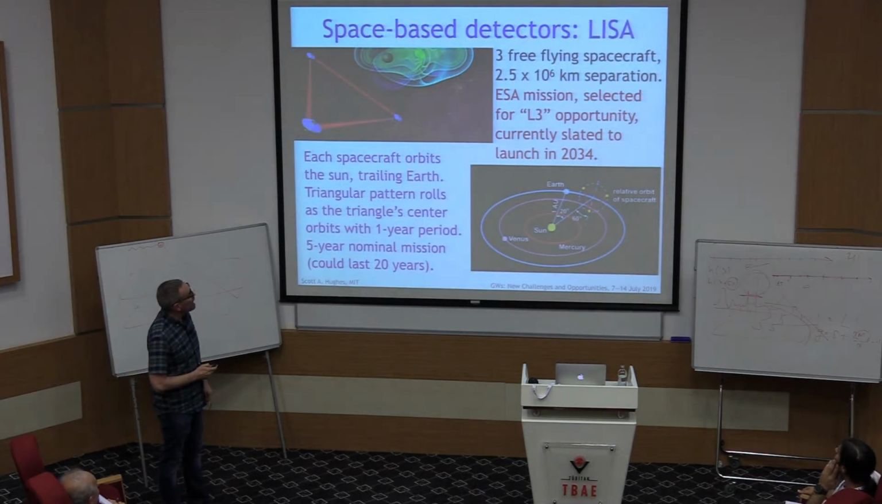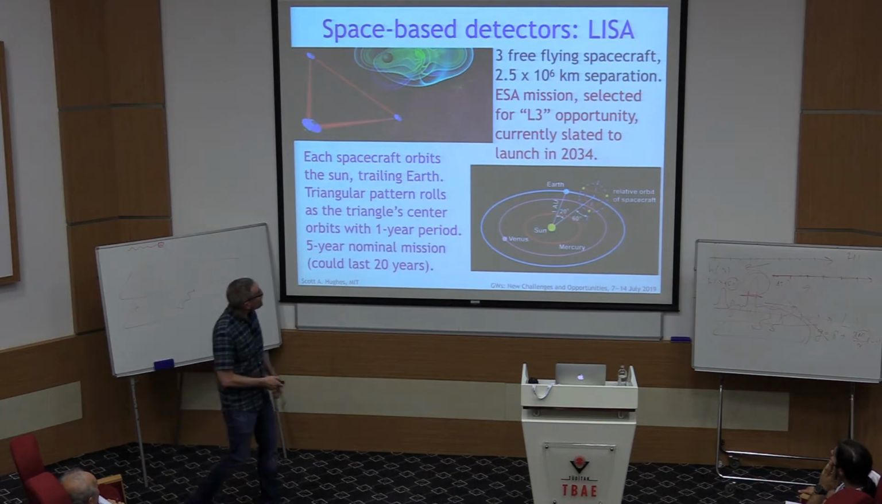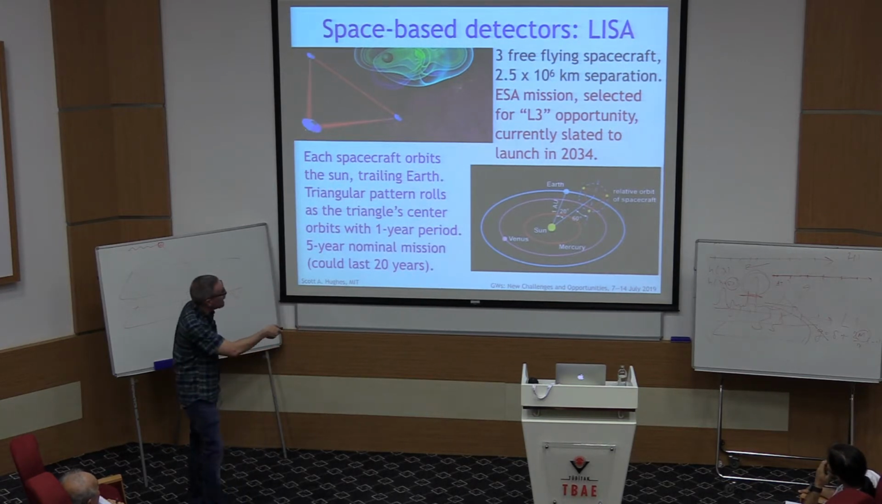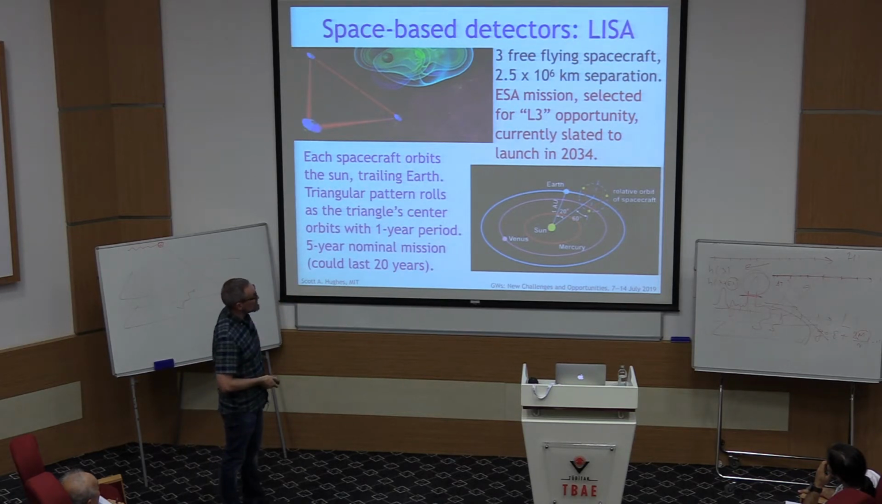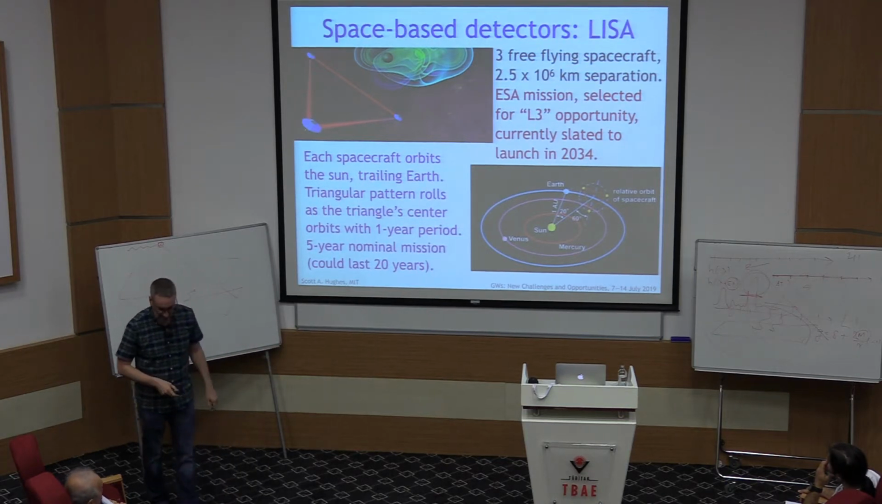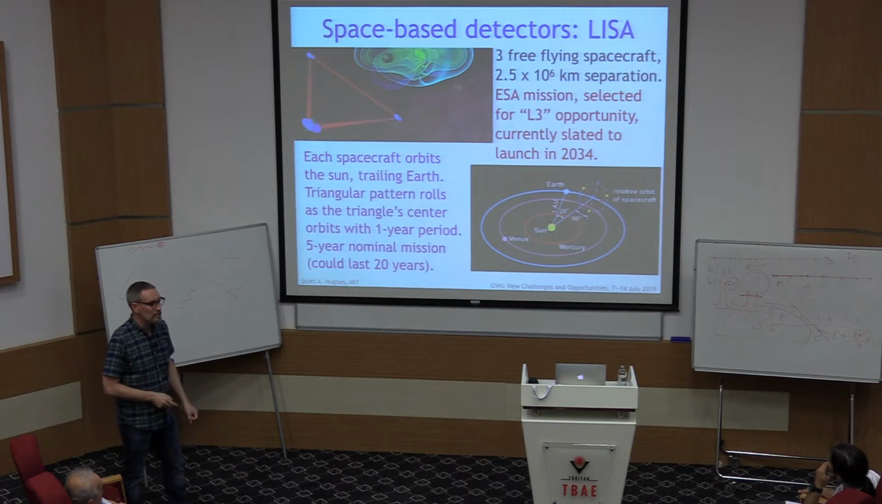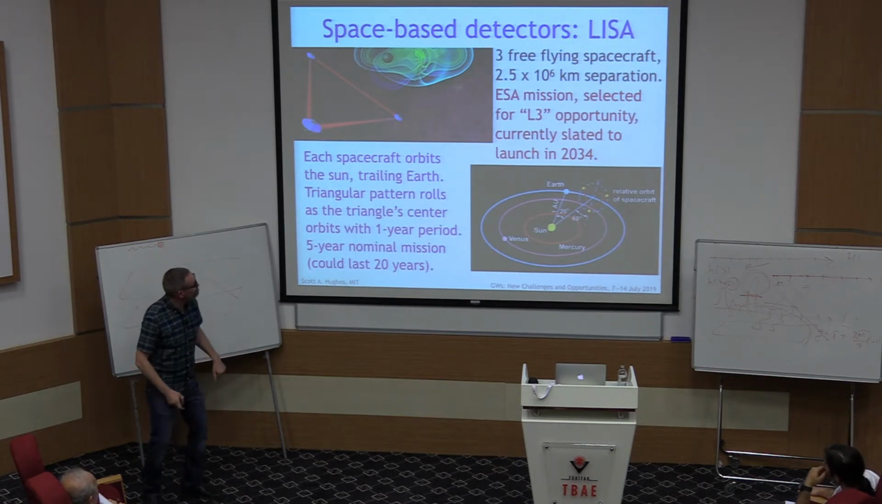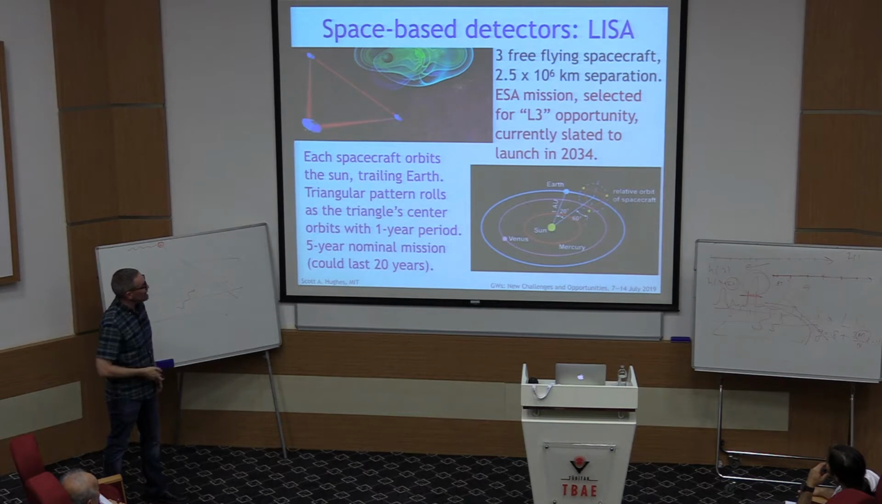So let's talk a little bit about the way some of these concepts apply to LISA, the space-based detector. This is being designed as 3 free-flying spacecraft separated by 2.5 million kilometers. They fly in an orbit around the sun like so. This has been selected for, in the language of the European Space Agency, the L3 slot. L stands for large mission. I believe L1 was a mission to study the moons of Jupiter. L2 is an X-ray telescope. L3 is us, currently slated for 2034.